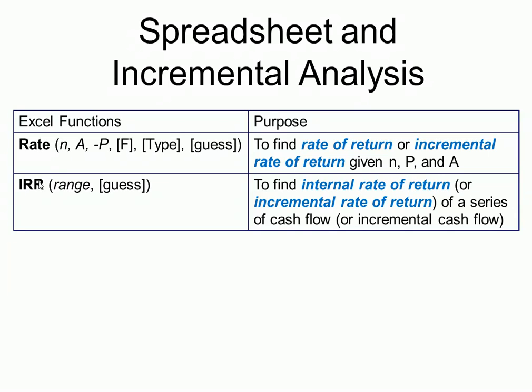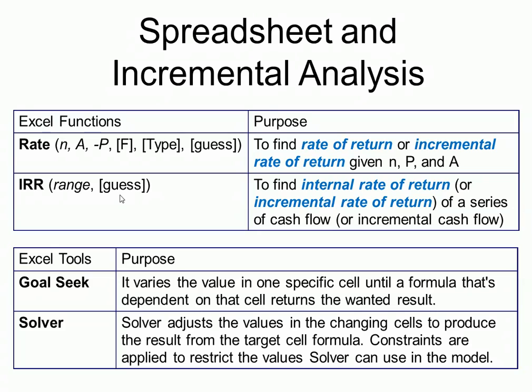And then in terms of internal rate of return, again, we can have a range of values, and that allows us to find the internal rate of return of a series of cash flows that are given in this range in the Excel spreadsheet. And guess, again, is sometimes useful in terms of being able to select a single value if you have multiple roots.